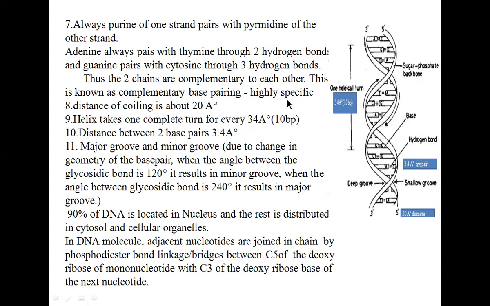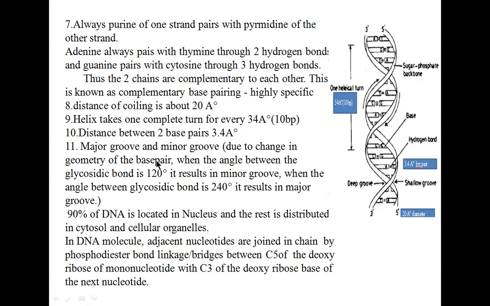You can also recall here the Chargaff's rule. The diameter of the coiling is about 20 angstrom. The helix takes one complete turn for every 34 angstrom, where you can see the presence of 10 nitrogenous bases. Ten nitrogenous base pairs can be observed in one particular turn. And also you can see here the major and the minor groove.